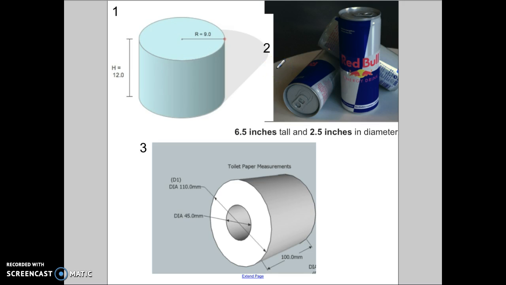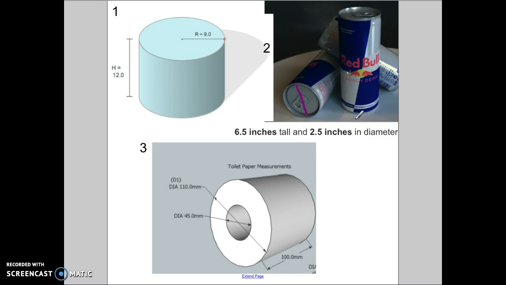You have 3 homework problems. The first 2 are exactly like the last ones we've just done. The last one is a bit more complex. In case it's difficult to see on your iPad, I'll go ahead and go over the different measurements here. For number 1, we have a radius of 9 units, a height of 12 units. For number 2, this is the actual dimensions for a Red Bull can, as discovered online this morning. The height is 6.5 inches tall, and the diameter is 2.5. So remember, diameter measures all the way across.